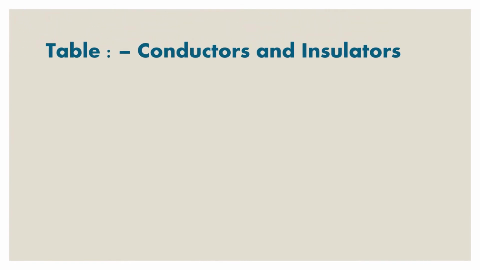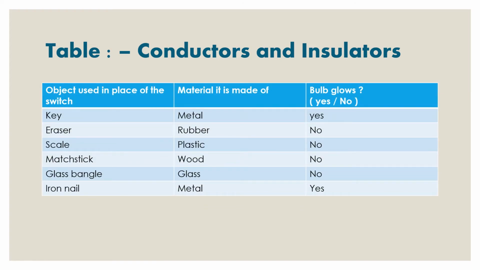Now this is the table for conductors and insulators. It is on page 122. Here they have object used in place of the switch, then materials it is made of, and bulb glows yes or no. Now tell me, key. What is it made of? Metal. And will the bulb glow? Yes, because it is a conductor. Eraser. What is eraser? A rubber. Rubber is an insulator, so the bulb will not glow. So we have written no.